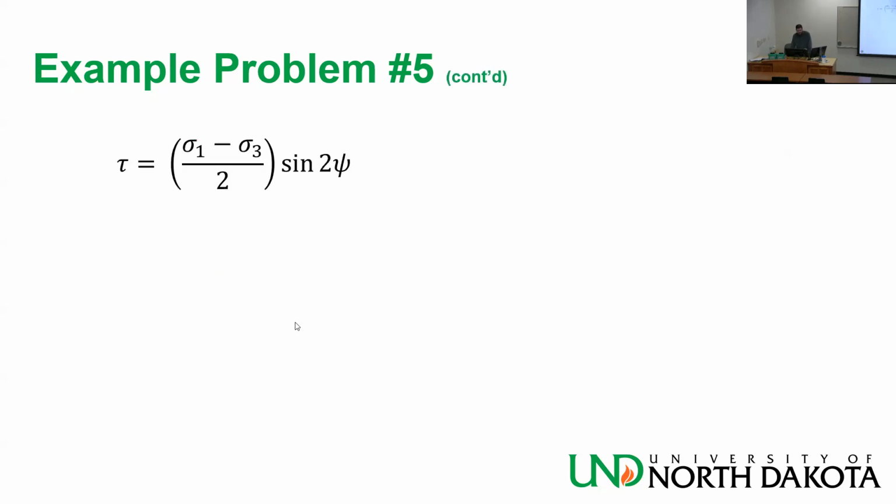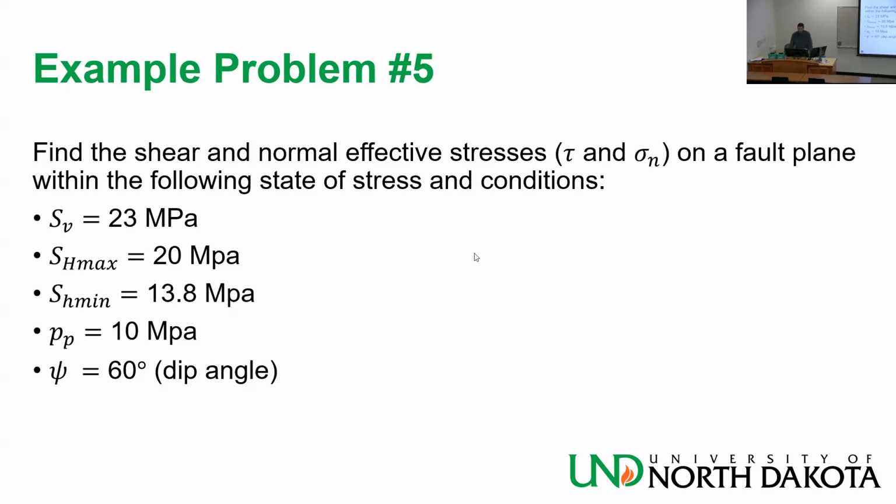So this is how you calculate tau. This is how you do it. So sigma 1 is basically, oh, I need to ask myself, okay, it didn't tell me if I have normal, strike-slip, or reverse, but it's very easy to understand that SV is bigger than SH max, which is bigger than SH min. So I have a normal faulting stress state. So sigma 1 is basically sigma V.